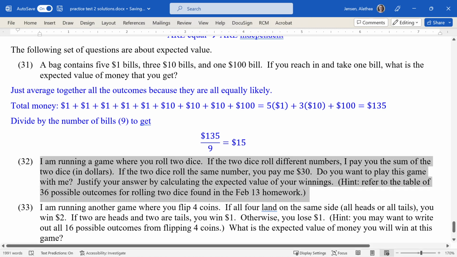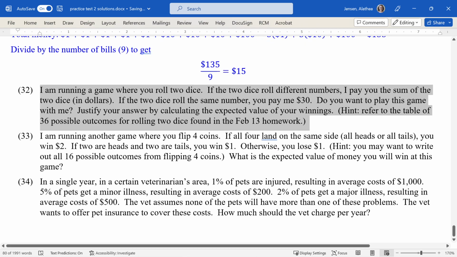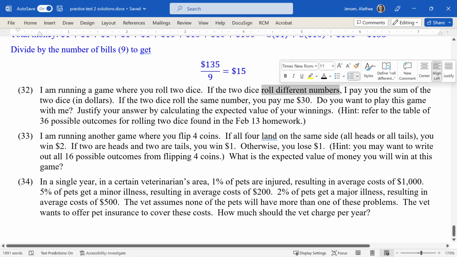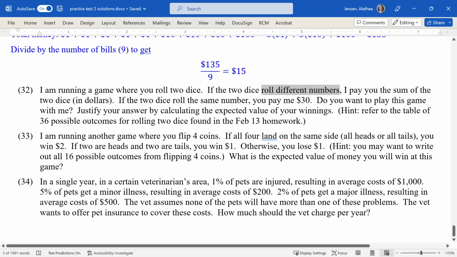All right, number 32. I am running a game where you roll 2 dice. If the 2 dice roll different numbers, then I pay you the sum of the 2 dice in dollars. So if you roll 2 1s, you get $2. If you roll 2 3s, you get $6. Oh, sorry, that's if they roll different numbers. Okay, so like if you roll a 1 and a 2, you'd get $3. If you roll a 5 and a 6, you'd get $11. Okay, so if the 2 dice roll the same number, then you pay me $30. Do you want to play this game?